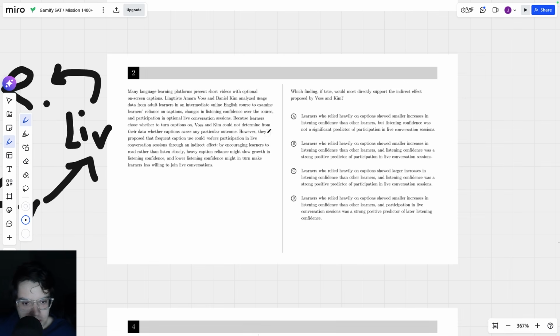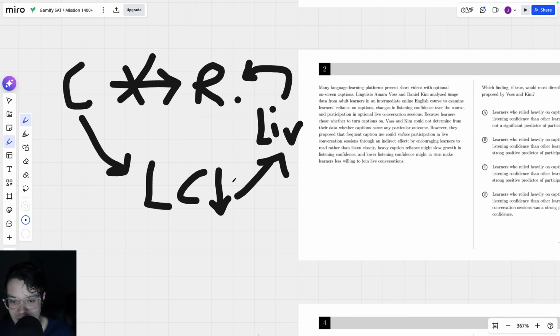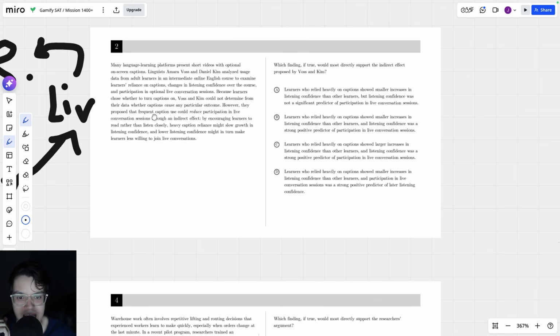So let's look at the choices now. Listeners who relied heavily on captions showed smaller increases in listening confidence than other learners, but listening confidence was not a significant predictor of participation in live conversation sessions. So really bad last part here. This would basically be saying that listening confidence has no relation to the live sessions, which would basically destroy the entire thing we're saying here. So sure, trying to find the best one here, but I'm just going to go ahead and say this is not going to be it. Like, I feel like we're not going to have to go for that one.